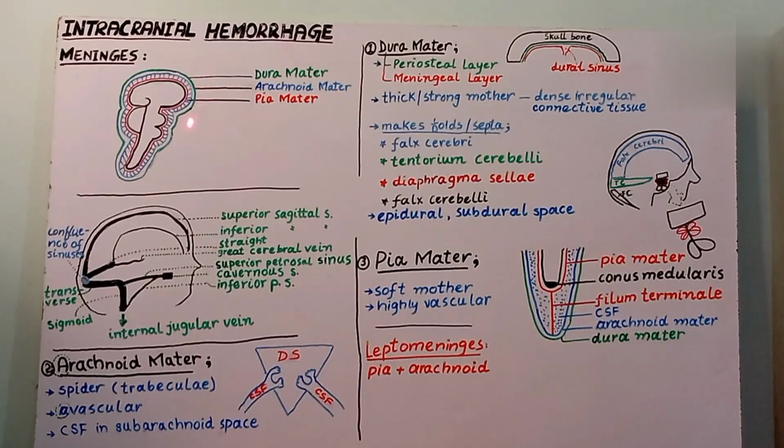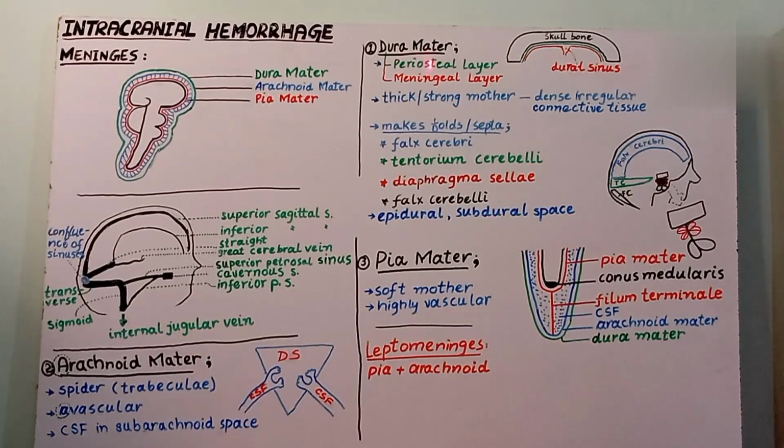Okay, this is the dura mater, the green one covering the whole brain and spinal cord. Next to it, the blue one is the arachnoid mater, and the innermost is the pia mater, the red one. Okay, so first let's start with the dura mater. Dura mater, which is the outermost layer, is actually composed of two layers, the periosteal layer and the meningeal layer. The outer is the periosteal, the inner is the meningeal layer.